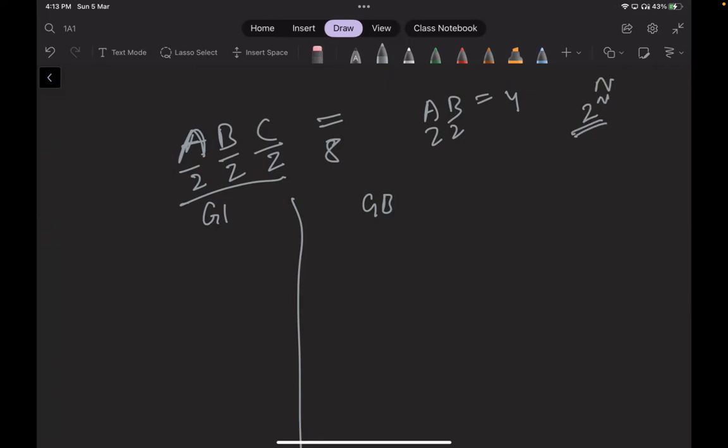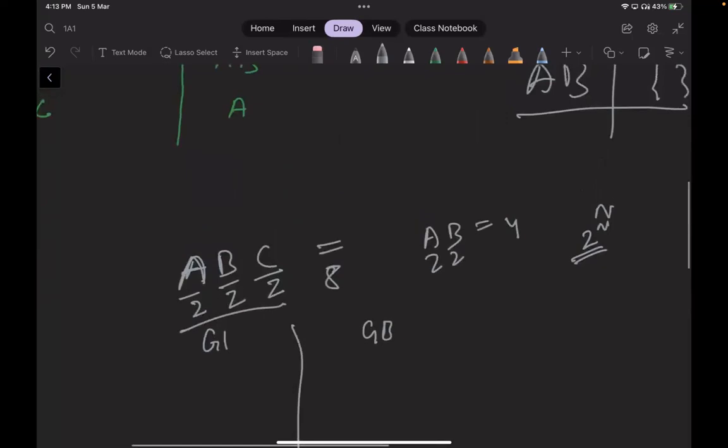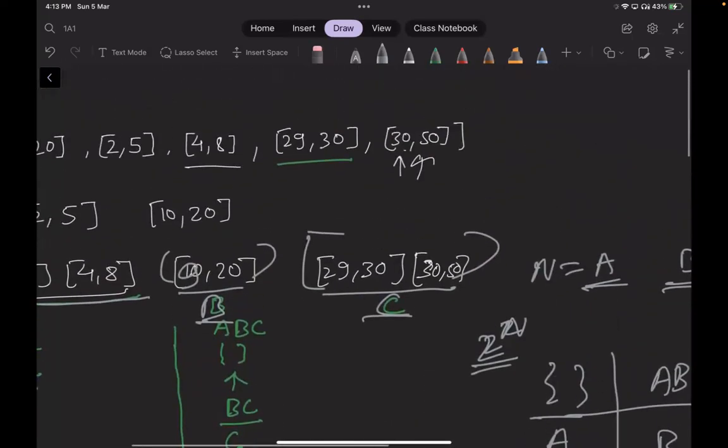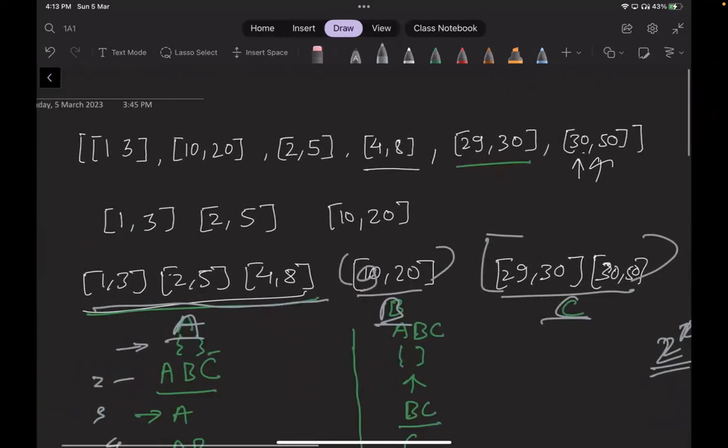So ultimately, in a nutshell, this question was about finding how many overlapping groups we can form. And once we have that count, the answer is 2 power that count. So this question boils down to merge intervals. We have intervals, and we have to merge all the overlapping intervals to form single intervals.